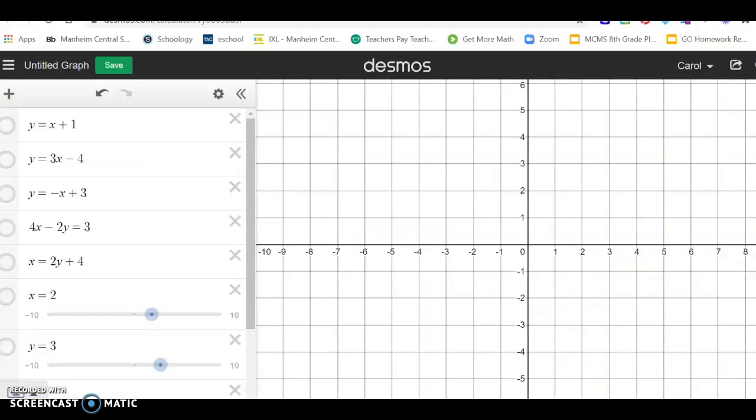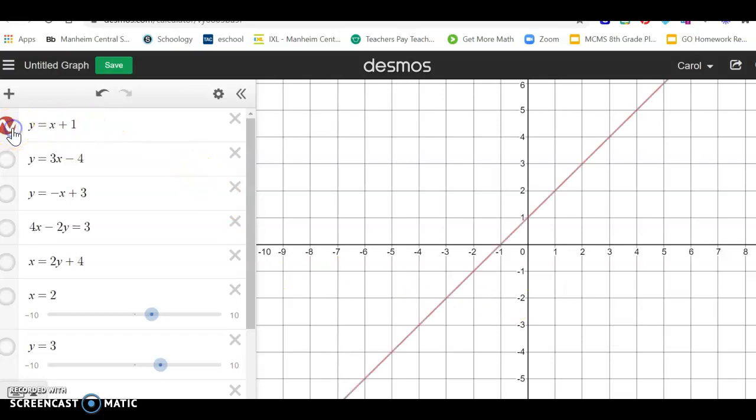The first set of equations that I have in front of you here on the left side of my screen are all equations where the exponents on the x and y are ones. Remember, we just don't write them when we have an exponent of 1. But let's look at all these different types of equations and see which ones may be functions or not.